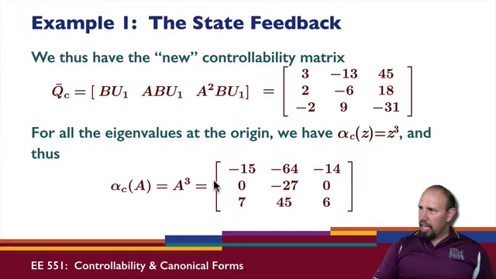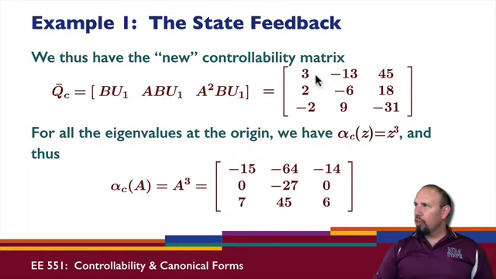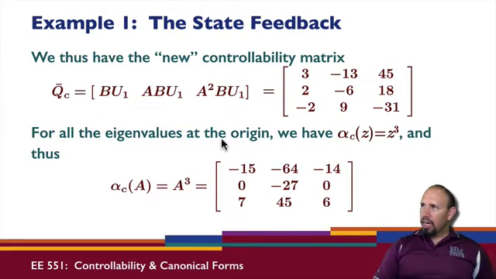And so we have a new controllability matrix. Here's my new B U1, A B U1, A squared B U1. So this is my new controllability matrix. This is what I get. Notice that by introducing the U1 to B, I now get a controllability matrix that is square. And we can go through and show that in fact this is non-singular.